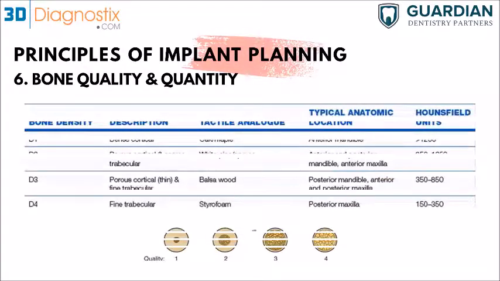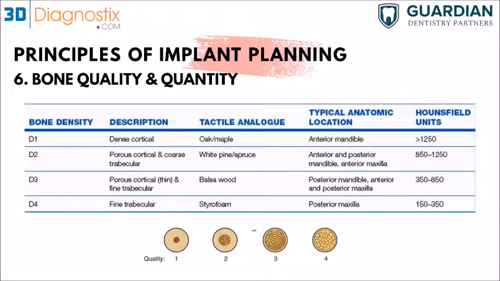So, bone quality and quantity. Here is a table showing the difference in densities. We have D1, D2, D3, and D4. This is a description of how the bone looks, and on the right side are the Hounsfield units of the density of that bone. This is an indication, or an example, of how to identify whether the bone in the scan is D1, D3, or D4. So this is basically how they would look.